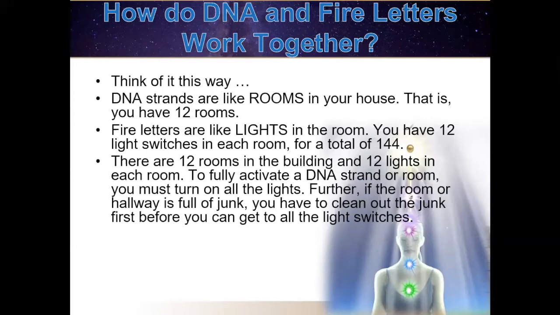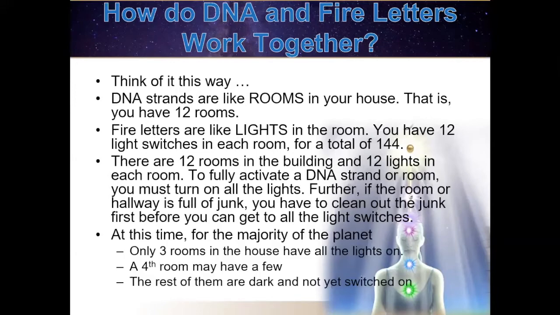Now further, if the room or hallway is full of junk, you have to clean out the junk first before you can get to all the light switches. And at this time, for the majority of the planet, only three rooms in the house have all the lights on. A fourth room may have a few on, a little bit, but the rest of them are dark and not yet switched on. The rest are completely dormant and not in use. So this is the big problem which we have right now, where only three of our DNA strands are active, a little bit of four maybe, but then the rest are completely dormant, not doing anything. So hence why 3% of our DNA is being used and 97% is not. Hence the junk DNA.